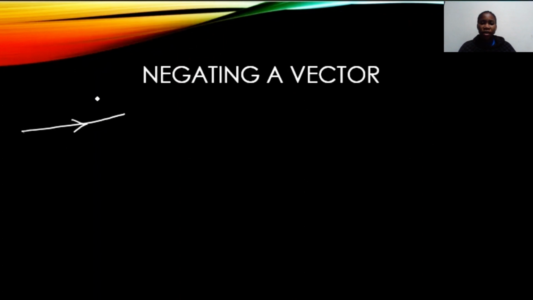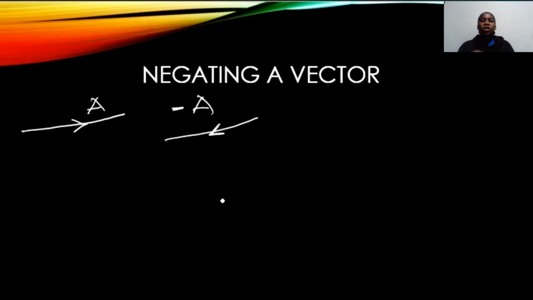Let's say this is vector A. It has a magnitude in a specified direction. When we want to negate this vector, which is making it negative A, all we have to do is reverse the direction of the vector. The magnitude of the vector remains the same, but the direction changes. Thus, it's being reversed. So this is basically what negating a vector means.